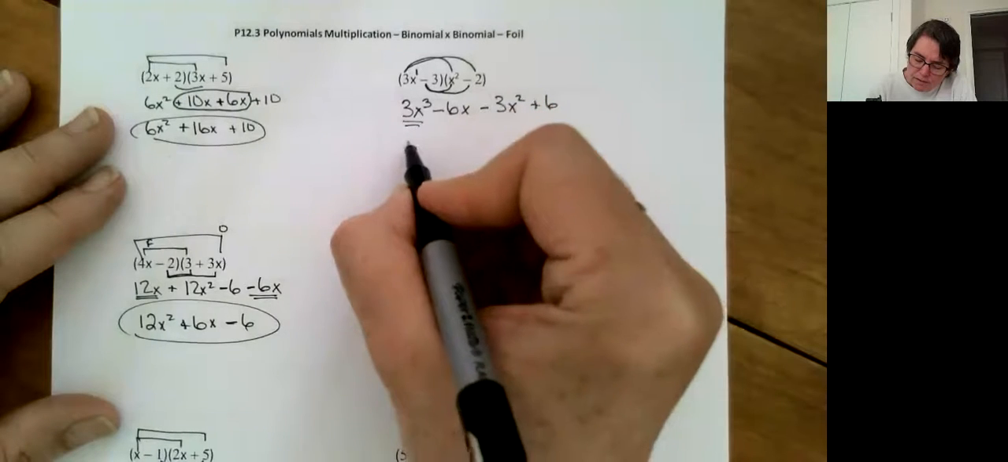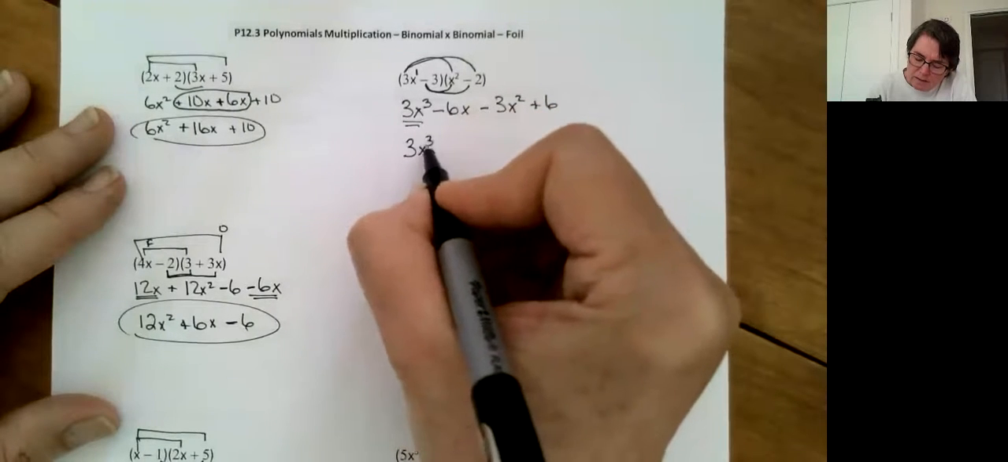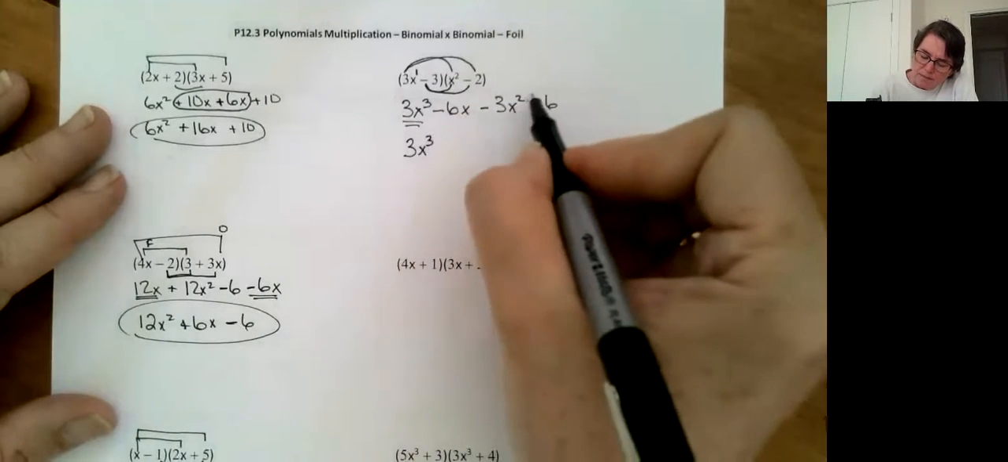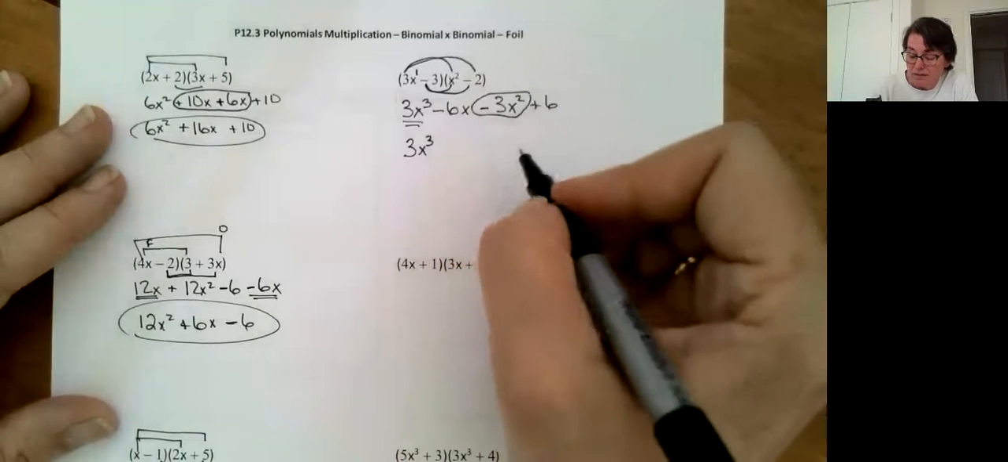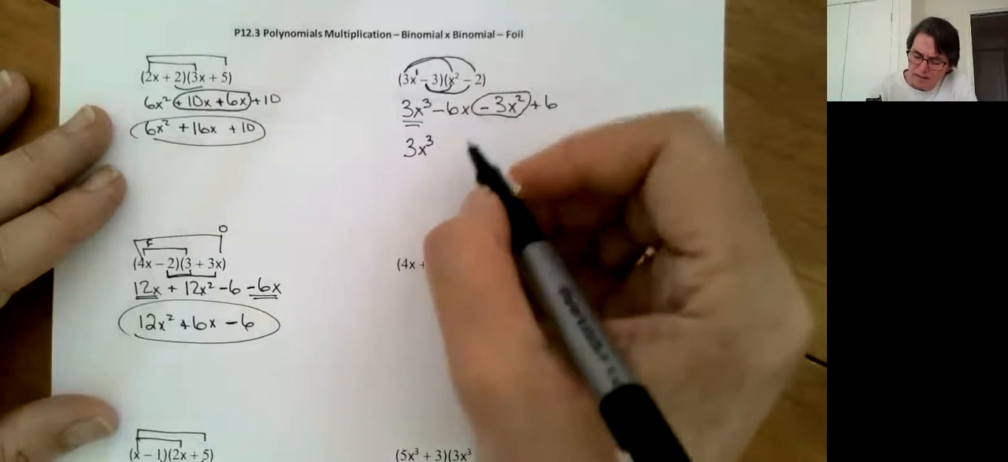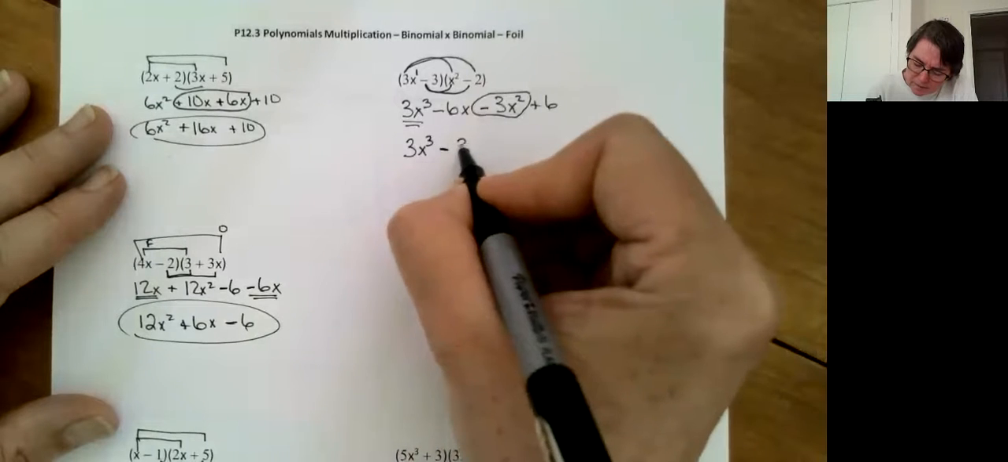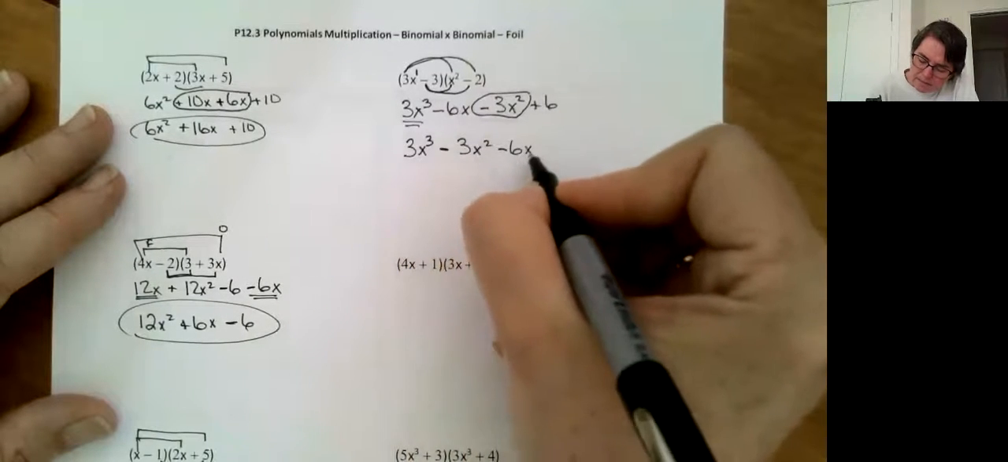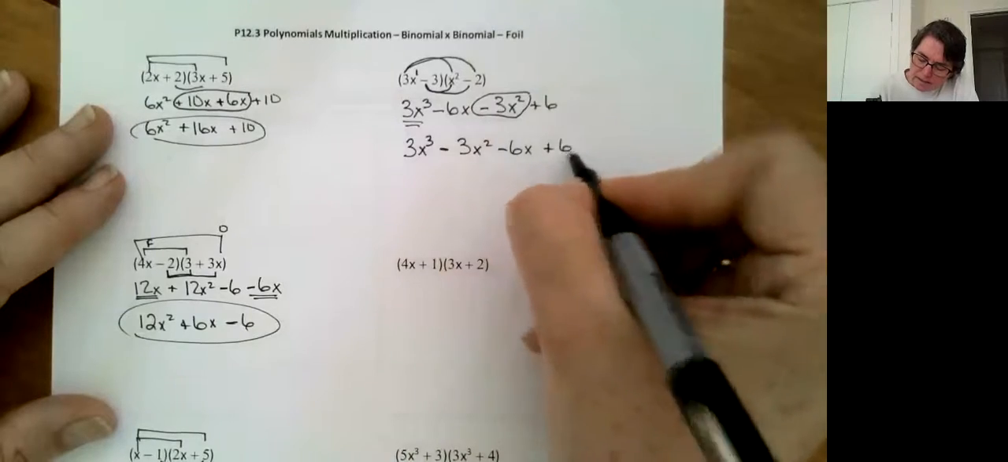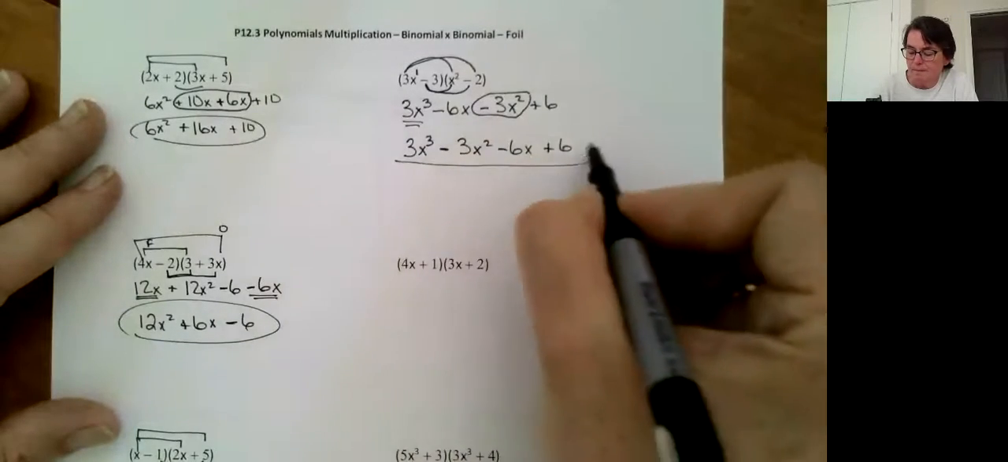We got 3x cubed. That's my highest exponent. Now, if I go through there, this is the next highest exponent. But notice there's only one of them. This is an x squared, that's a plain x, so nothing to combine. Minus 6x plus 6. And there's my final answer.